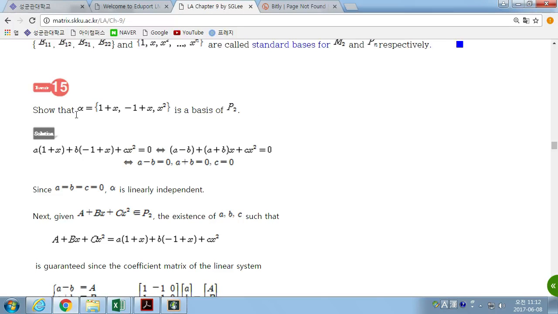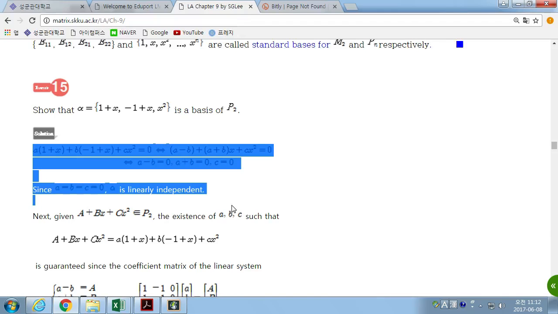Show these are bases for P2. These 3 vectors form a basis. What do you have to show? First, we have to show they are linearly independent, isn't it? And then span. For linear independence, make a linear combination equal to 0 and solve it. Then, as you see, C is 0, and A and B are also 0. So A, B, C are all 0. So these 3 vectors are linearly independent.